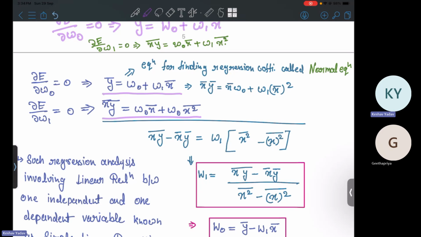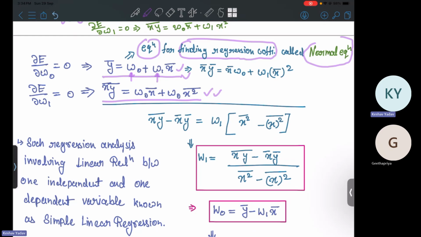Now this is one linear equation. This is a second linear equation. So this is how we find the regression coefficients. The equations for finding the coefficients are known as the normal equations. So this equation and this equation are called the normal equations. My regression will be called a linear regression if my normal equations are linear. Okay. Now from these two equations, I can find out the w0 and w1 values.